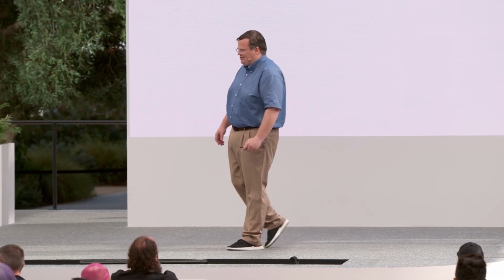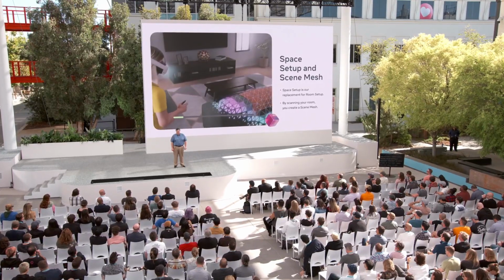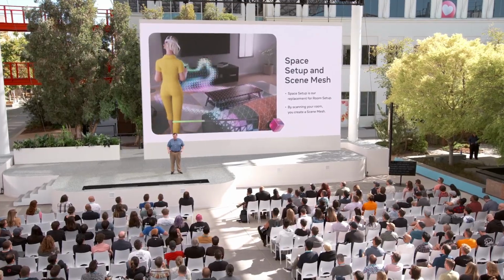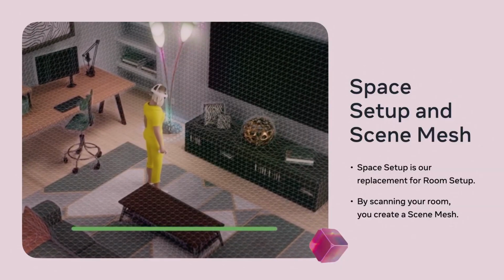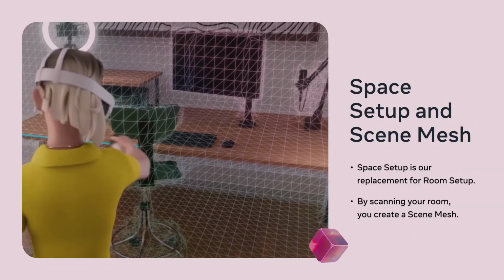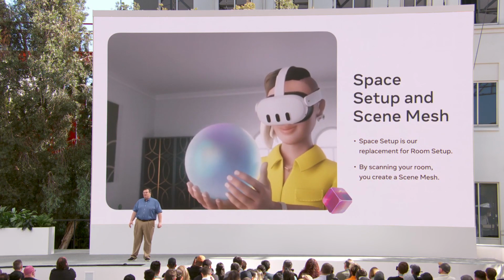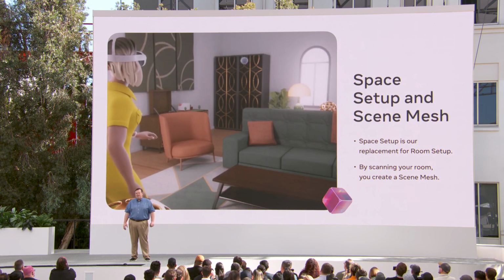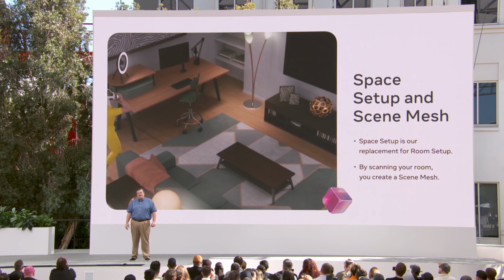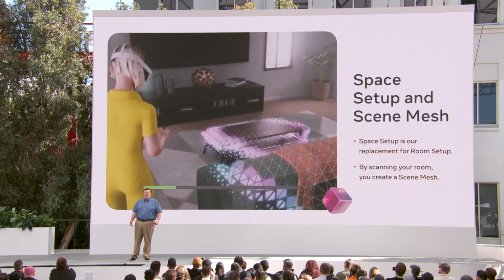So, what's one of the first times you're likely to use color pass-through? It's when you do space setup to create a scene mesh. As you may have noticed, we've replaced the old manual room setup of the past with a new space setup process. Simply walk and look around the room, and the Quest 3 will build up a representation of the environment around you. Applications can use this data, like they did with the old room setup data to, say, put items on a table. But when you set up your room with space setup, this also creates a scene mesh.